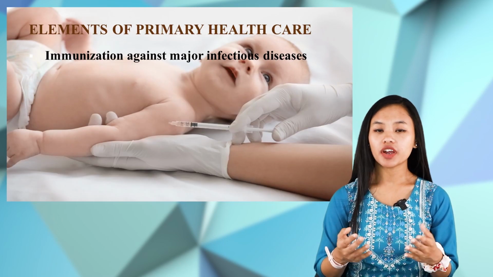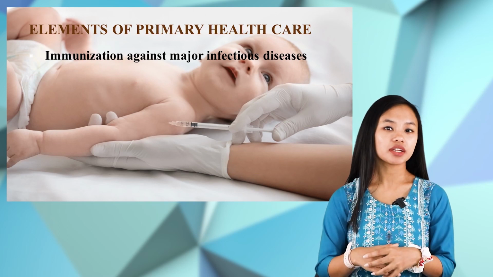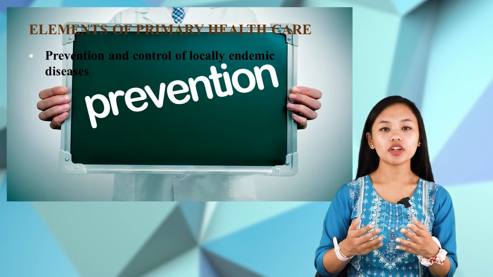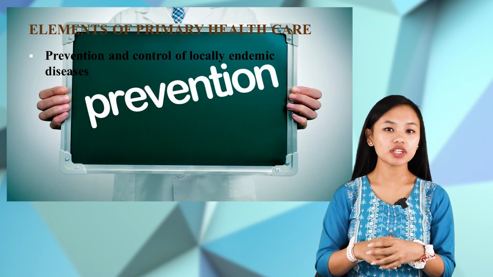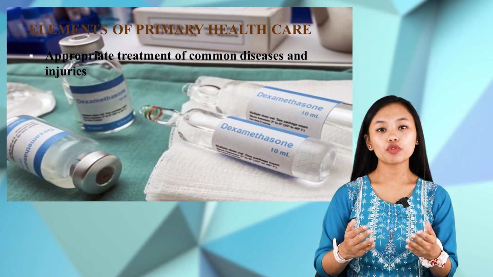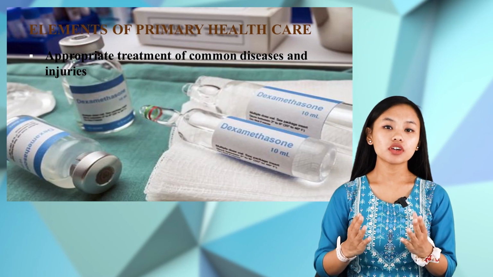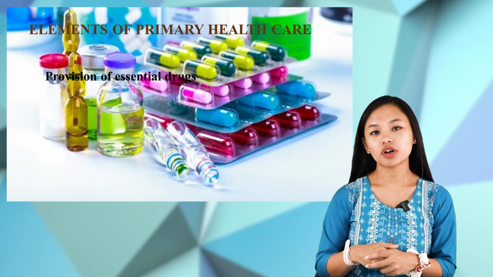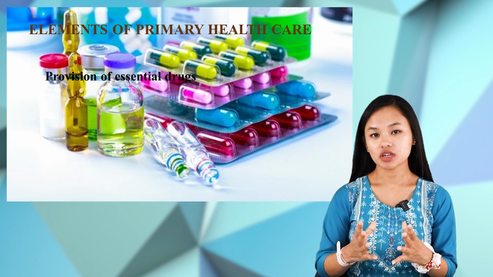We can also provide immunization to the people against major infectious diseases. The next one is the prevention and control of locally endemic diseases. The next one is to provide the appropriate treatment of the common diseases as well as injuries. And the last one is the provision of drugs. So these are the 8 elements of primary health care.